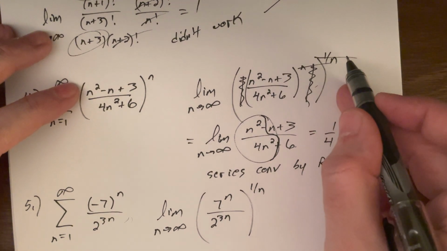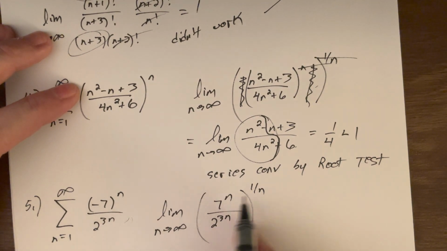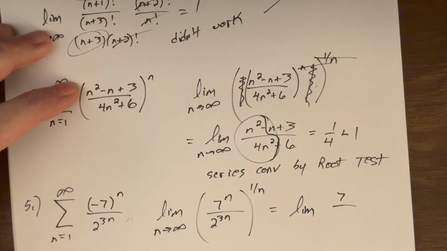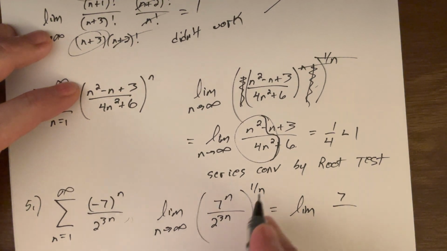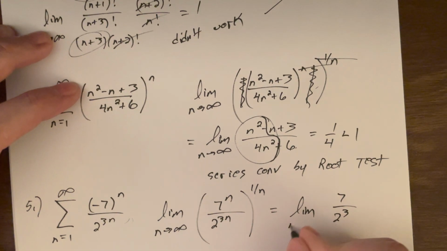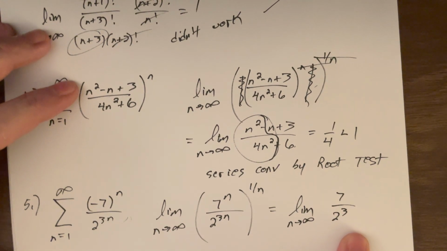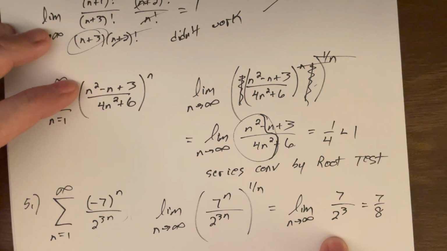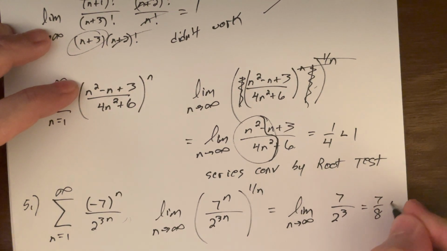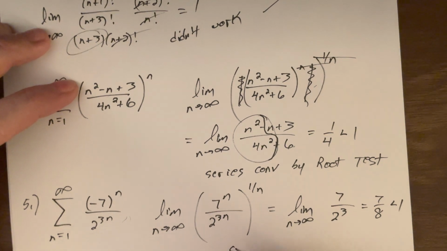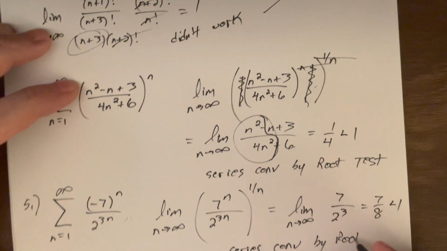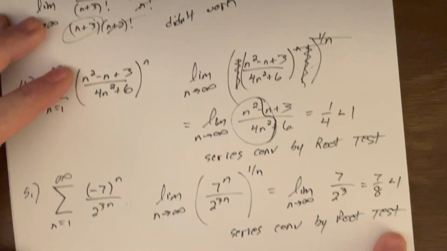Here, the n and the 1 over n canceled. Similar here, but distribute it to both top and bottom. 7 to the n to the 1 over n is just a plain old 7. 2 to the 3n to the 1 over n becomes 2 cubed. There's not even any n's left. This is 7 over 8. The limit of 7 over 8 is 7 over 8. This is again less than 1. So once again, this converges by a root test.